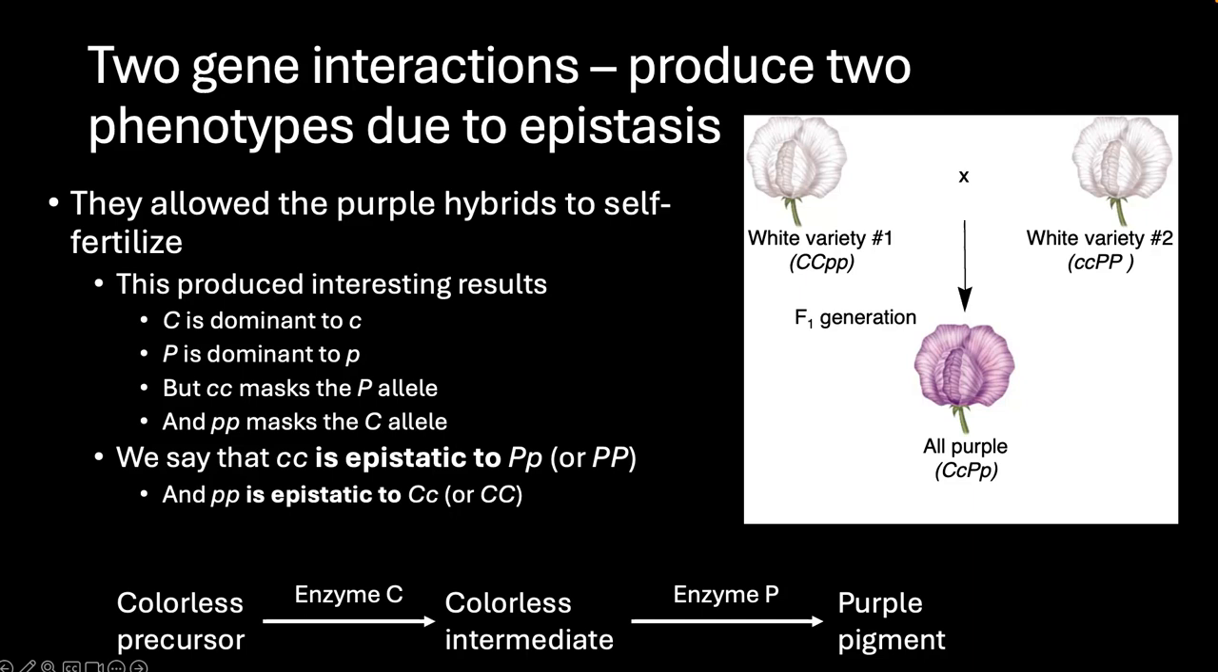But what happens when you allow these purple dihybrid flowers to self-fertilize? This is where things get interesting. Before we jump into those results, let's think about what we would expect based on the rules of Mendelian inheritance. Recall that a dihybrid cross, which is what we are proposing here, should yield a phenotypic ratio of 9 to 3 to 3 to 1.